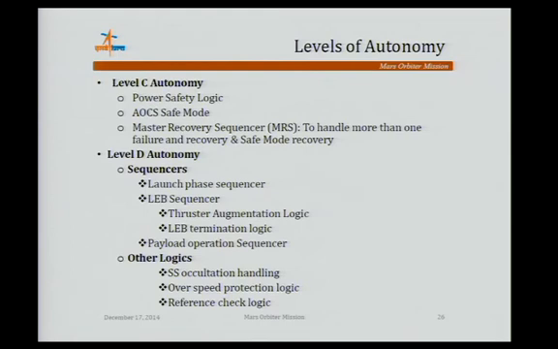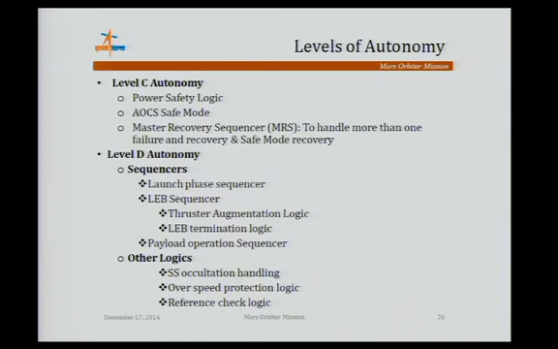And Level D autonomy is basically for operational autonomy, where operations like the launch sequencer, deployment sequence, and other sequences take place automatically. The LEB sequencer is for LAM operation and orbit raising. Thruster augmentation logic: in case of a thruster stuck failure, it automatically selects the other set of thrusters and isolates the thruster which is stuck in high or low condition. LEB termination criteria: when delta V is achieved, accelerometer cutoff takes place automatically.